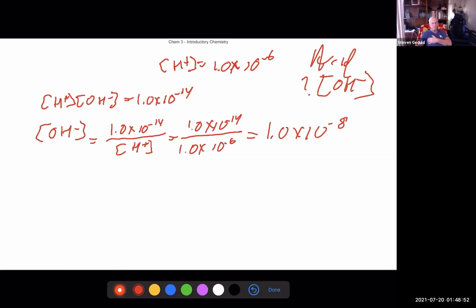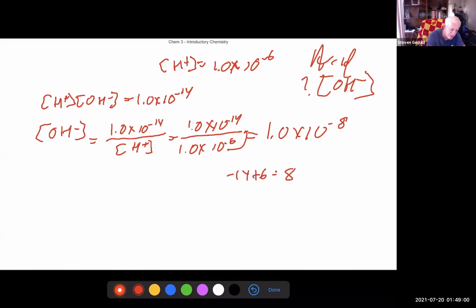10 to the minus 8. So remember, you bring this up, you change the sign. So you get minus 14 plus 6, and that's equal to 8. So the OH concentration is 1.0 times 10 to the minus 8.